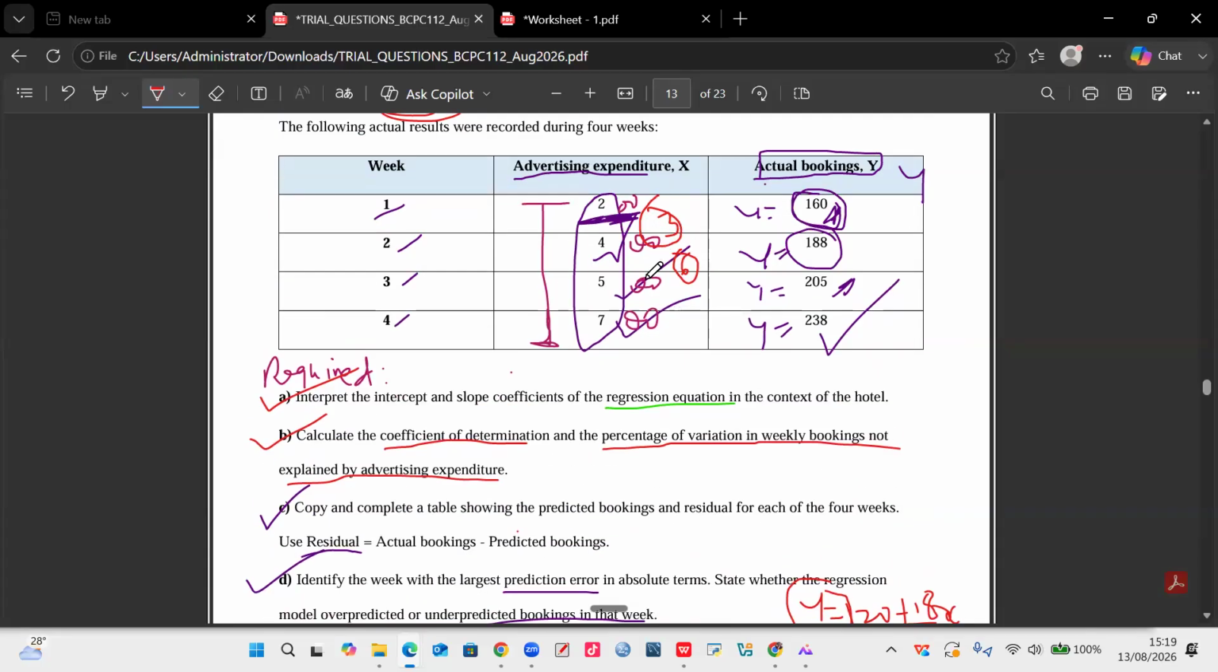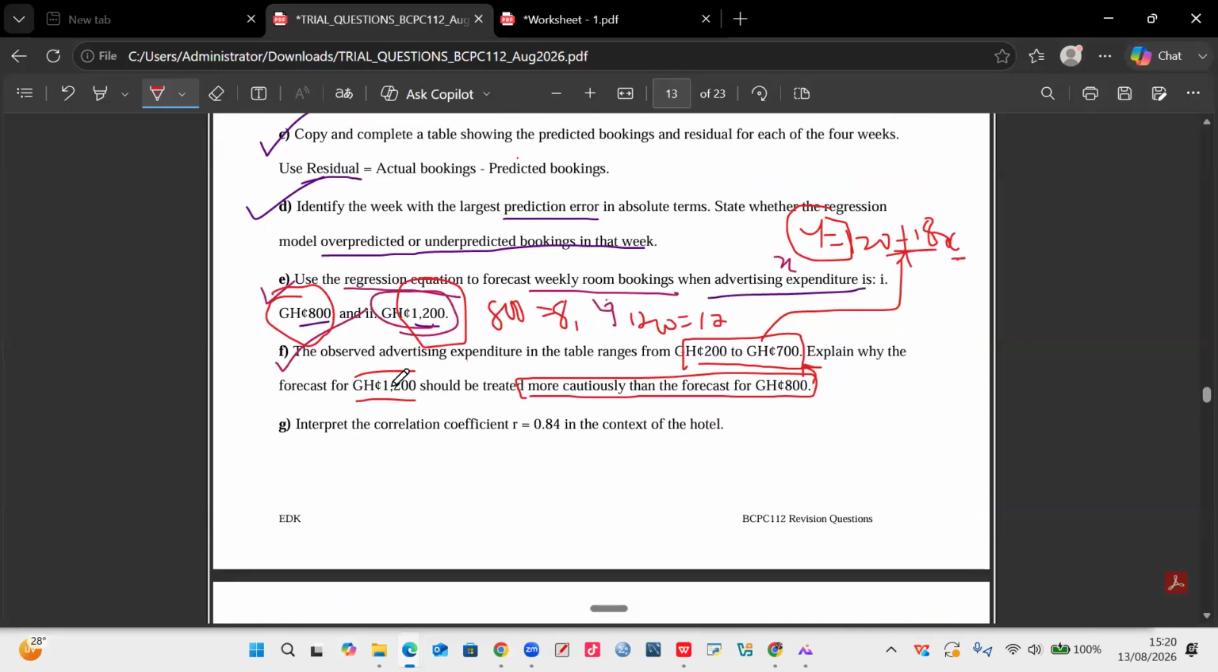Are you getting it? Values within the range, that is from 2 to 7. Even if it would extend, it should just go a little above the last one. So if you get 1,200, which is far above the range, it means that it might give us an unrealistic value.